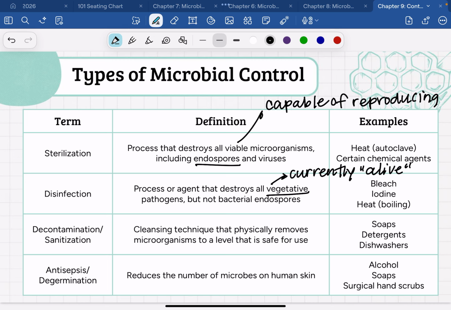Okay, and then antisepsis and degermination is a process that reduces the number of microbes on human skin. So antisepsis is a lot like disinfection, but it's particularly on human skin. Okay? So when you're talking about using hand sanitizer or washing your hands, surgical hand scrubs, any of that stuff, that's not disinfection or sanitization. It is antisepsis because it's on human skin. Because no matter how much soap you use, in reality, you're never going to completely remove all the bacteria from your skin. Okay.